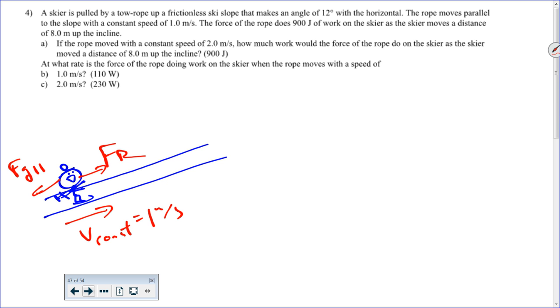Zero acceleration. Relate that to energy, you guys. Net force is 0, so there's no change in kinetic energy, because the velocity is constant, right? But that tells us that my change in kinetic energy and my net work are both 0. So that means these two forces need to be equal, right? So the work done by the rope is equal to the work done by gravity, with opposite signs, right?